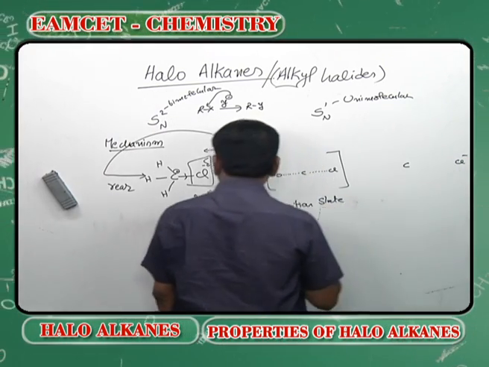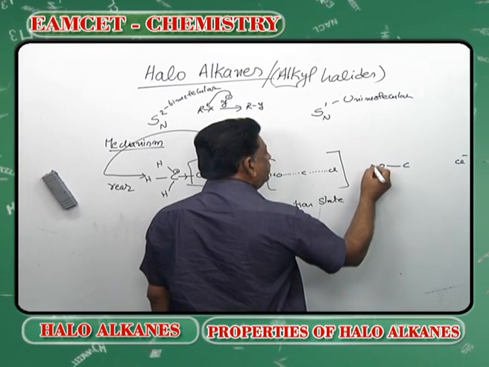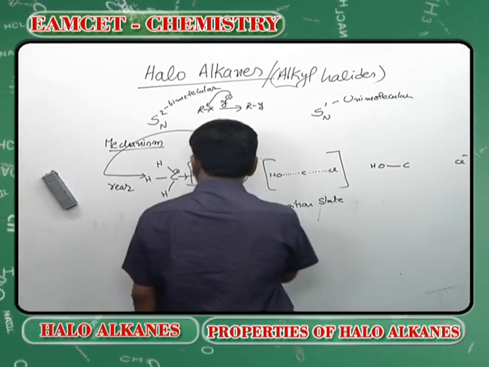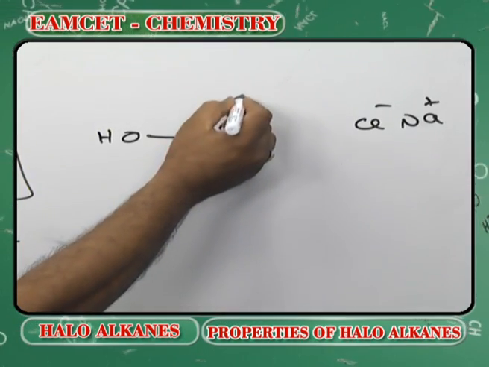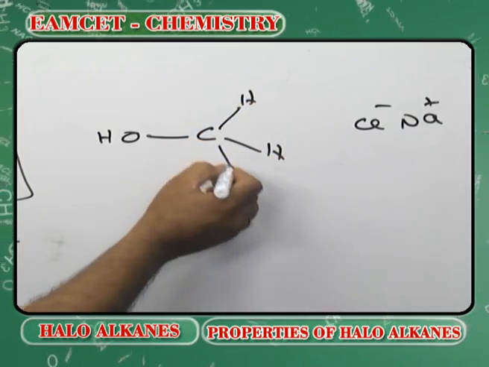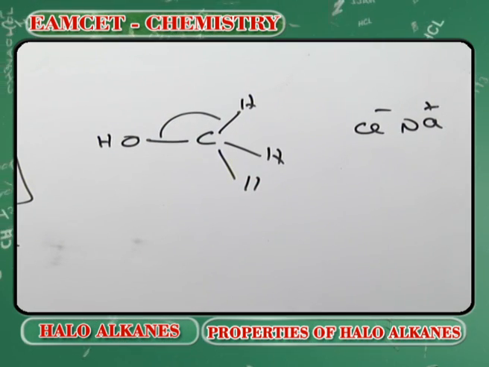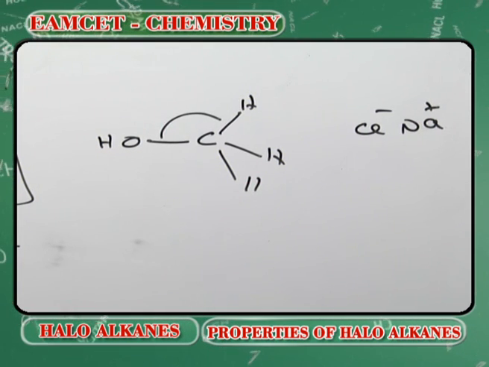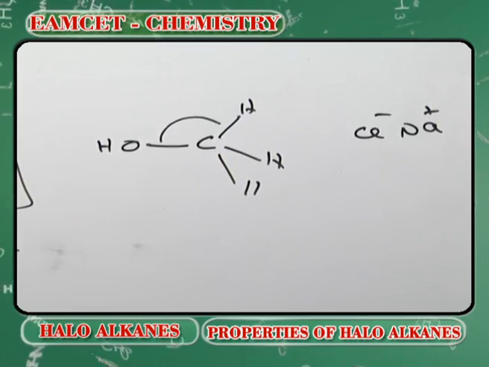But what about this? The OH comes from the side opposite to the Cl, so the OH will be on the opposite side. What about the hydrogens? I can't write the hydrogens on this side also, so you have to write the hydrogens on the other side. We know the symmetry of this molecule is 109 degrees. So when the OH comes in, the hydrogens slowly travel from this side and fall on that side, isn't it? So the molecule is undergoing a sort of inversion.